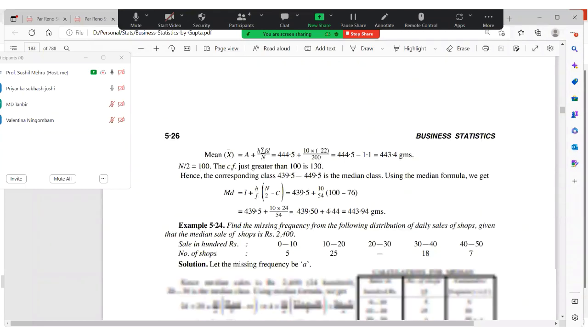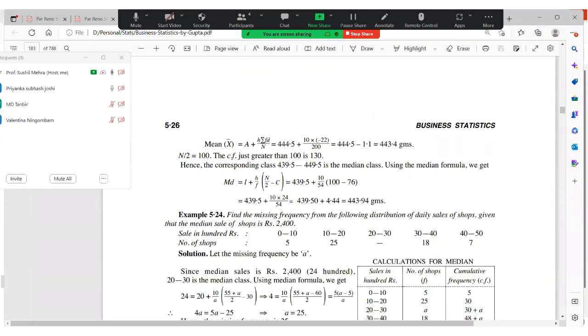Now see in this example, L is 139.5, H is 10, F is 54, n by 2 comes to be 100, and the preceding one is 76. On doing this calculation, we got 143.94. That's it. This is the median.